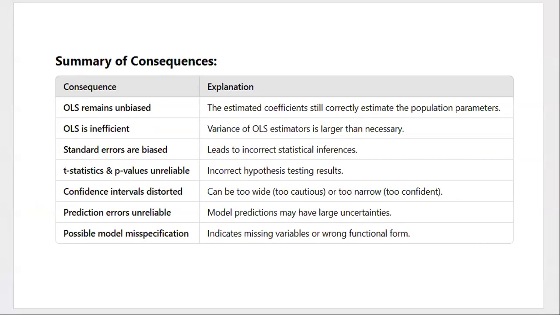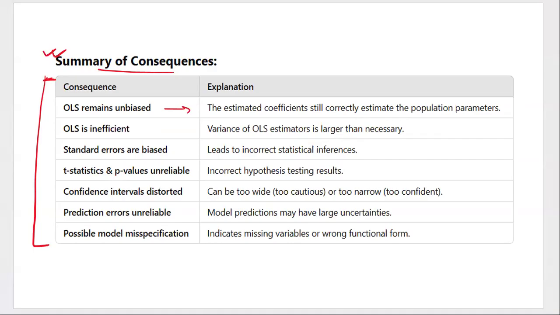So let us summarize everything that we have learned today. We have understood the concept of heteroscedasticity, and these are the list of consequences. So this is all in one place. You can take a screenshot. You can remember this in this particular fashion. These are all the possible consequences of heteroscedasticity, and this is the explanation why this is happening.